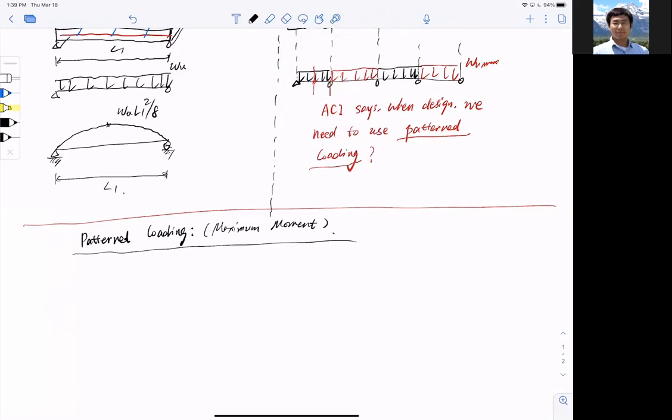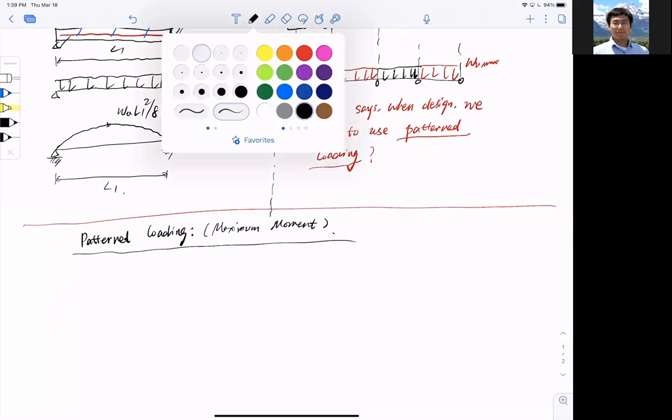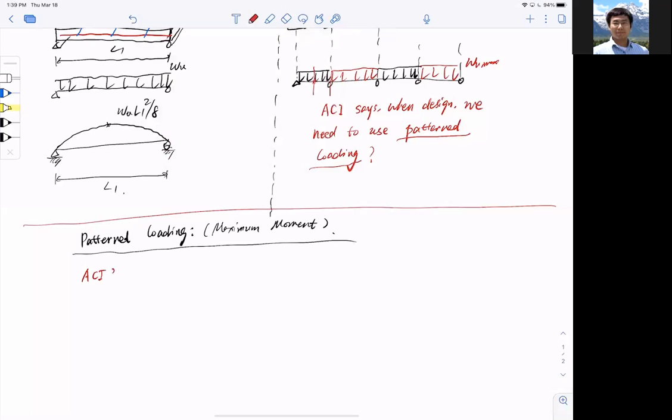And of course, this maximum design moment and shear are at different locations. So the code says, in ACI 318, section 8.11.2, that they define loading patterns. They already informed us what kind of pattern we have to use to determine the maximum design moment.